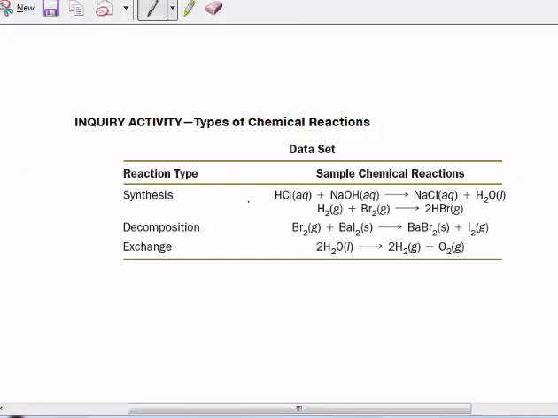So on the slide now, there are four different chemical reactions. HCl plus NaOH forms NaCl plus H2O. H2 plus Br2 forms 2HBr. Br2 plus BaI2 forms BaBr2 plus I2. And 2H2O forms 2H2 plus O2. So pause the video and see if you can assign the correct reaction type to each chemical reaction. And remember, those reaction types are synthesis, decomposition, and exchange.